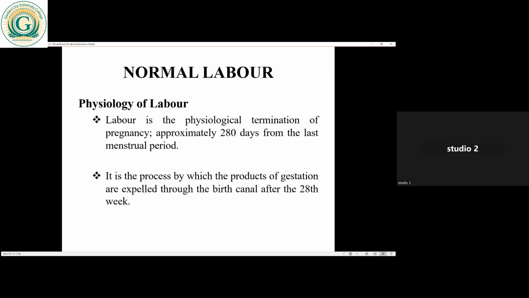The pregnancy should mature 280 days from the last menstrual period. And then physiologically, the baby comes out. Then we say normal labor has taken place. Physiologically, no intervention. You don't tamper with it. Then we say normal labor has taken place. It is the process by which the product of gestation, what is inside, the pregnancy, is expelled through the birth canal. That we say is normal labor.